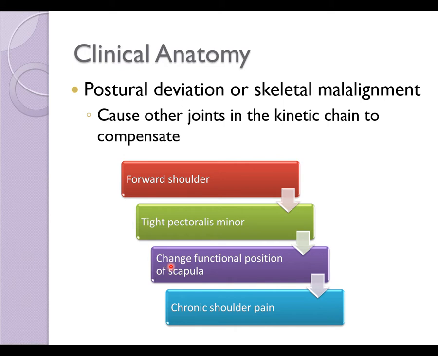And if we do some sort of overhead activity, if I'm a pitcher or a volleyball player or a tennis player, baseball, softball player, and I'm actually doing overhead activities and I have forward shoulder posture, there's a really good chance that I'm going to develop some sort of chronic shoulder pain. So this is how we can see the link between just posture. Why is posture a big deal? Because it's going to end up leading all the way down to this chronic shoulder pain.